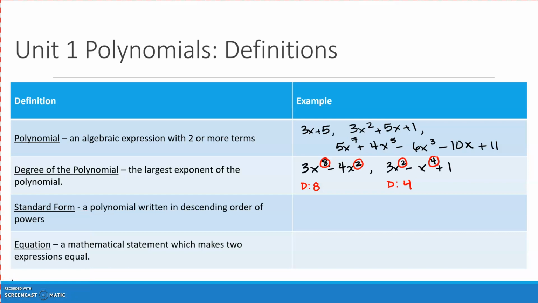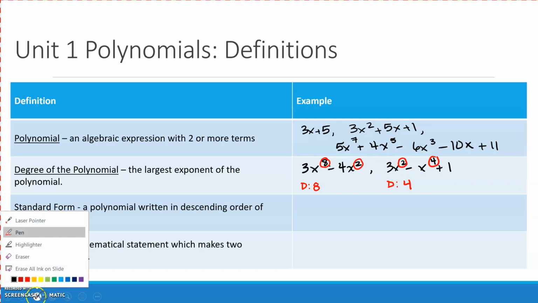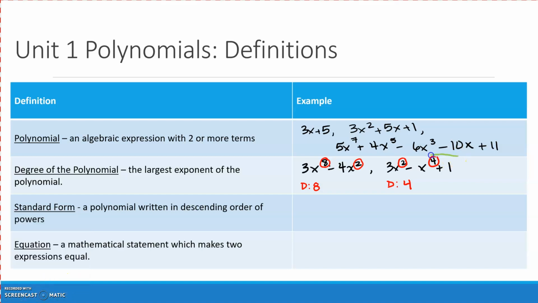Standard form of a polynomial is written in descending order of powers. So what that says is I always have to write the highest exponent first. So if I look at this example from above, I'm going to write this example in standard form. I find the highest exponent, which is 4, so this term would go first. So I'd have negative x to the 4th. Then my second term is the next exponent, which would be 3x squared. And finally, I would have the 1, plus 1.